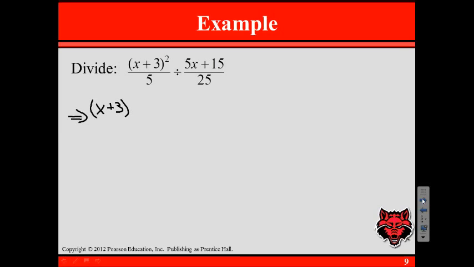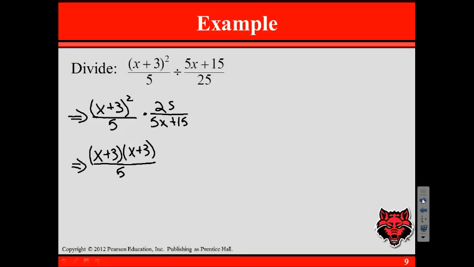x plus 3 to the second power over 5 times the reciprocal of the second fraction, 25 over 5x plus 15. Now at this point, we begin to factor and cross out like factors. x plus 3 squared is x plus 3 times x plus 3. 5 is prime, so it doesn't factor, times 25 can be rewritten as 5 times 5 over 5x plus 15 has a greatest common factor of 5, so that becomes 5 times x plus 3. Just like in the last examples, we just make this one fraction with multiplication signs in between each numerator and denominator, and we start canceling.